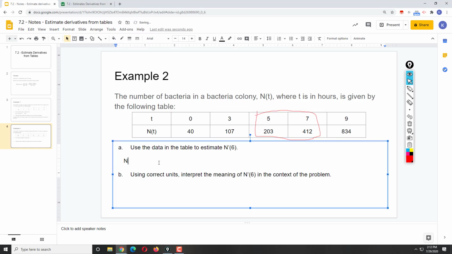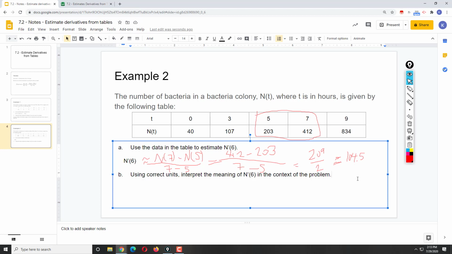So we know that N prime of 6 is approximately N of 7, which is the y2, minus N of 5, which is the y1, over 7 minus 5. That's the x2 minus x1. That's going to equal 412 minus 203 from the table, divided by 7 minus 5. That's 209 over 2, which is equal to 104.5. 104.5.